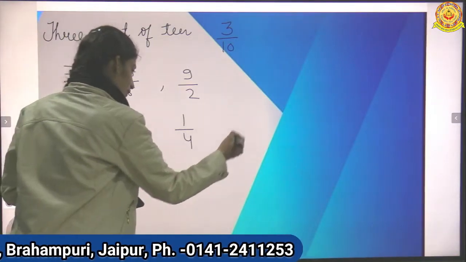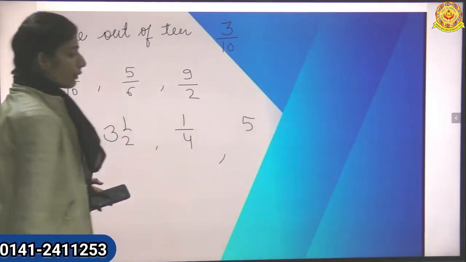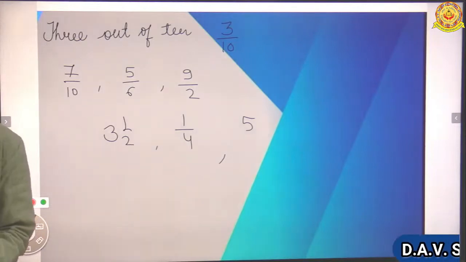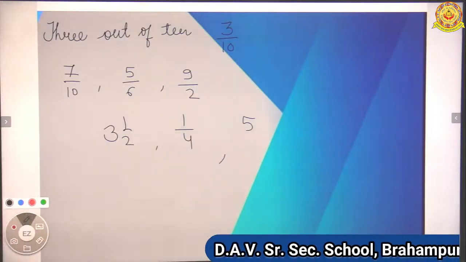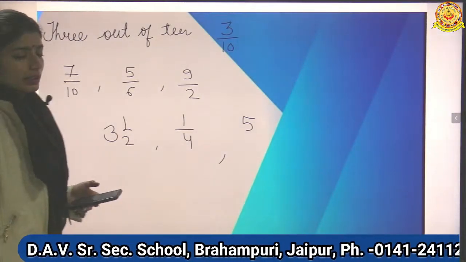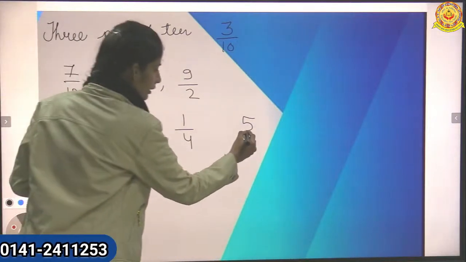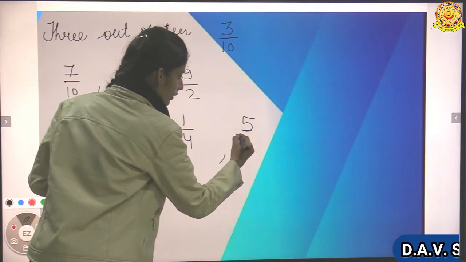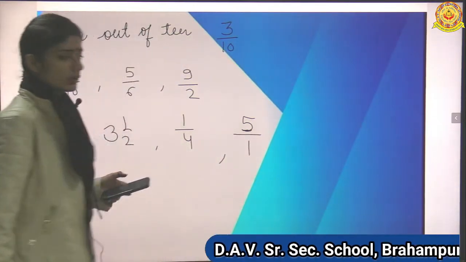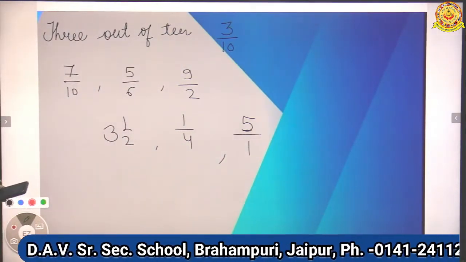Okay, now tell me one thing. If I have 5, how can I convert it into a fraction? By writing 1 in the denominator. If any number does not have a denominator, the denominator is 1 only.